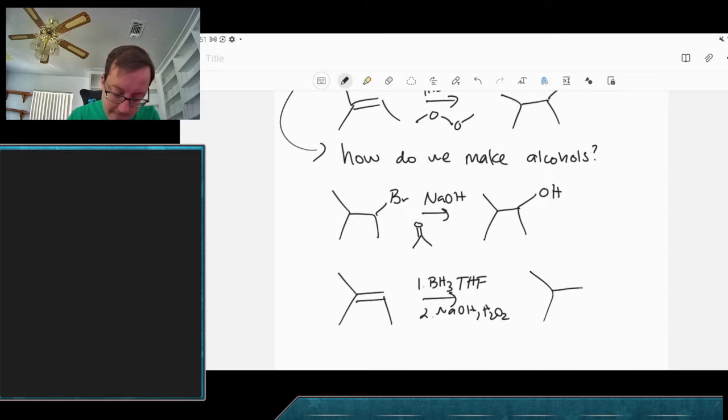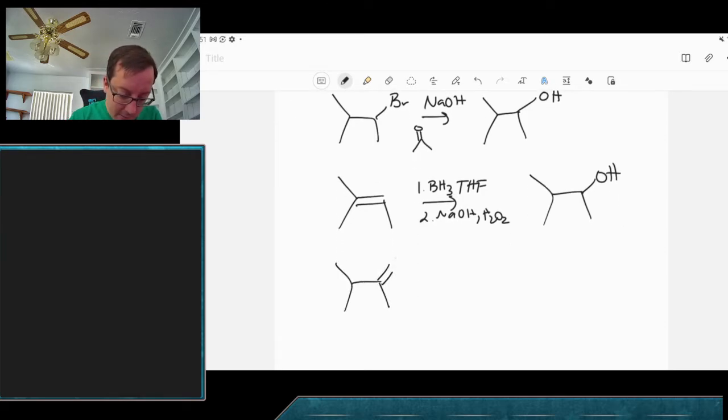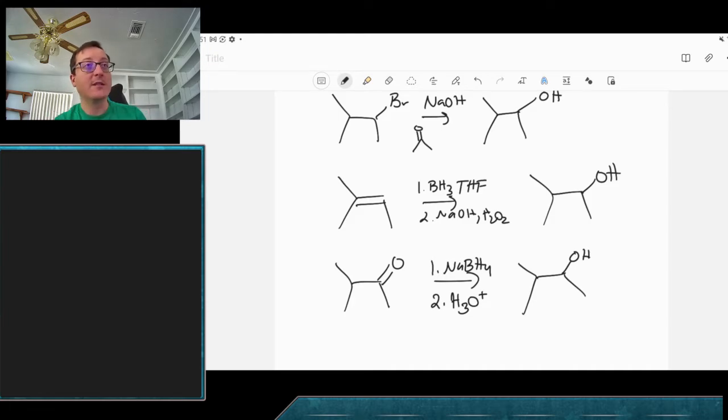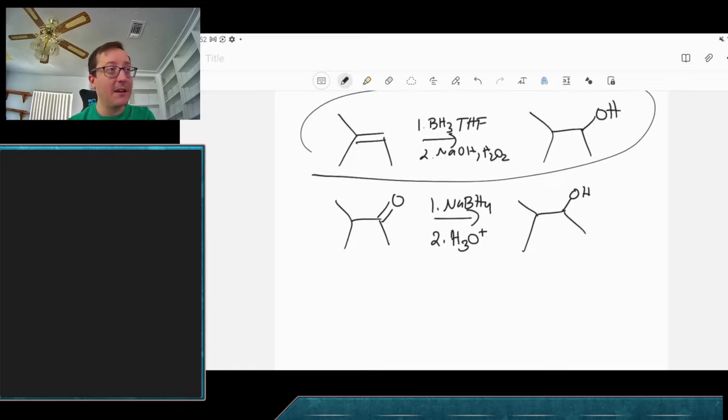We can do this. We could also take a ketone and reduce it. That would get us to our alcohol. Those are the main ways we know how to make alcohols. If we're considering this, these are not really efficient, right? The most likely candidate is this one, because the only way we know how to make a ketone is by oxidizing an alcohol. So that's out of the picture.